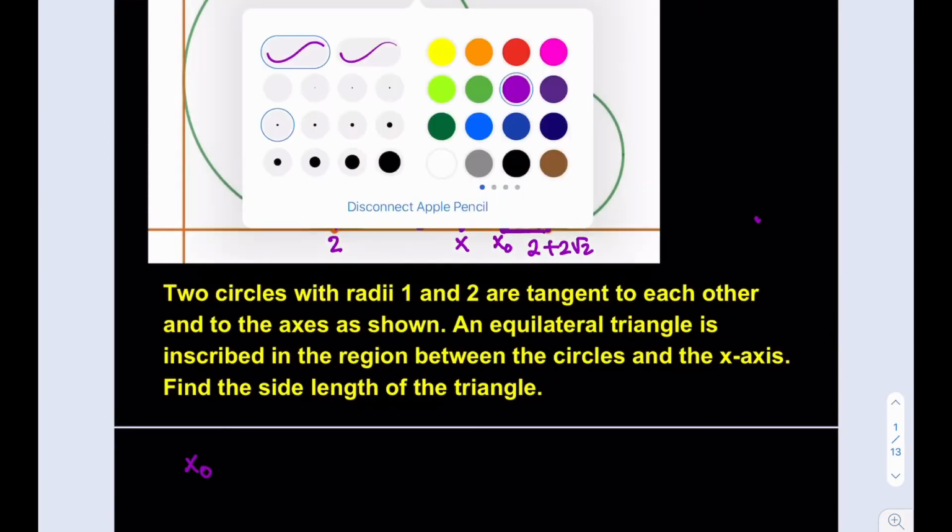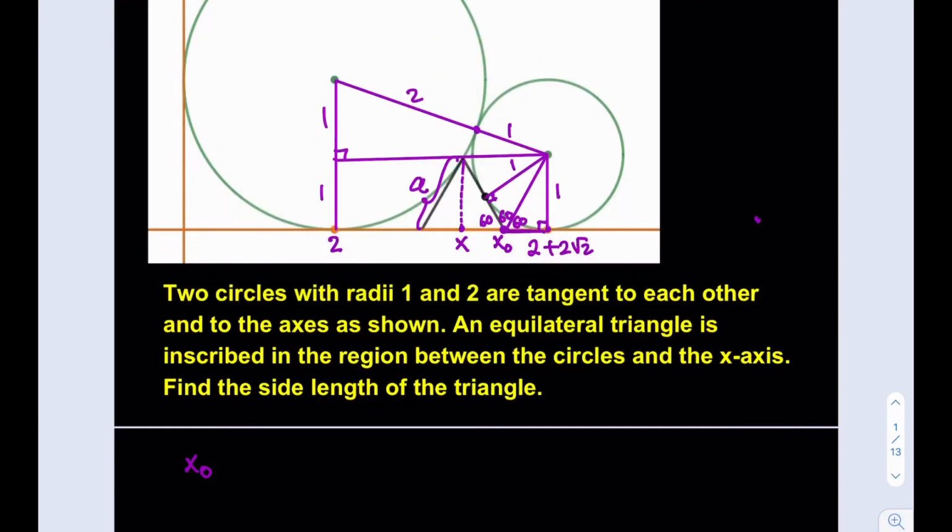let me go ahead and change the color here. Maybe white. Okay, awesome.